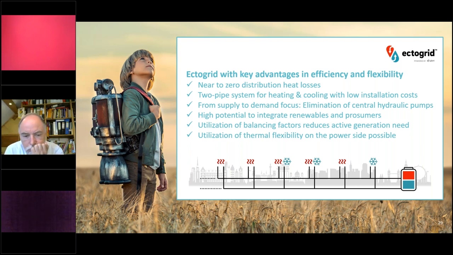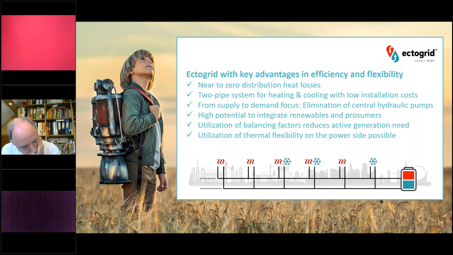The two pipes are then connected by a balancing unit, a large scale thermal storage that can be borehole, that can be above ground as well, that can also be a geothermal field activated in that sense. The generation is radically decentralized and taken care of by heat pumps in all buildings of that particular district. ECTOGRID has a couple of advantages, very much in line with all ambient temperature networks, in efficiency and flexibility. The ambient temperatures radically reduce distribution heat losses, as we have seen by means of Christian's presentation. The two-pipe system also for us reduces installation costs, of course, compared to a four-pipe system.